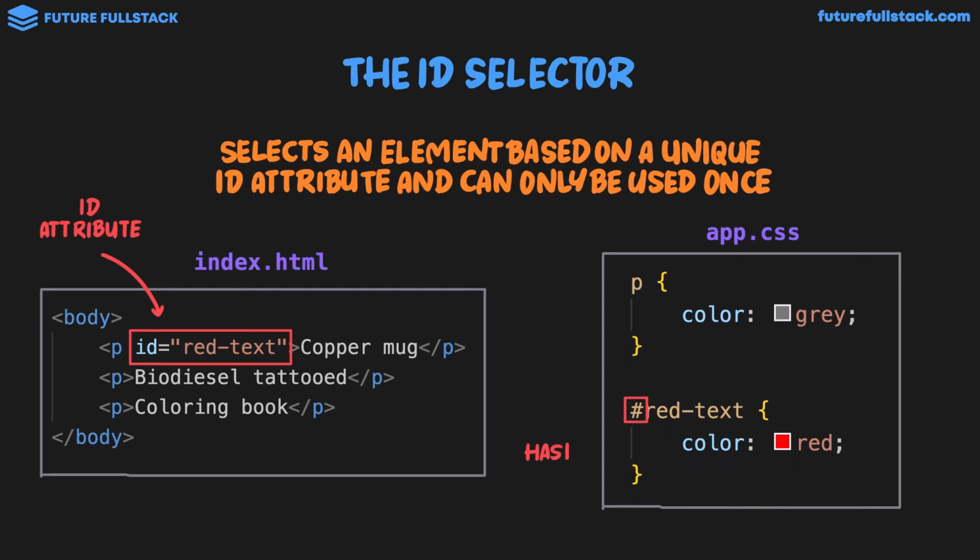The ID selector has this hash symbol in front of the value of the ID attribute in the HTML. So all we do is add an ID attribute to the element we want to target in our HTML, and then reference that value in CSS with the hash symbol followed by the value. Let's play around with this in VS Code.